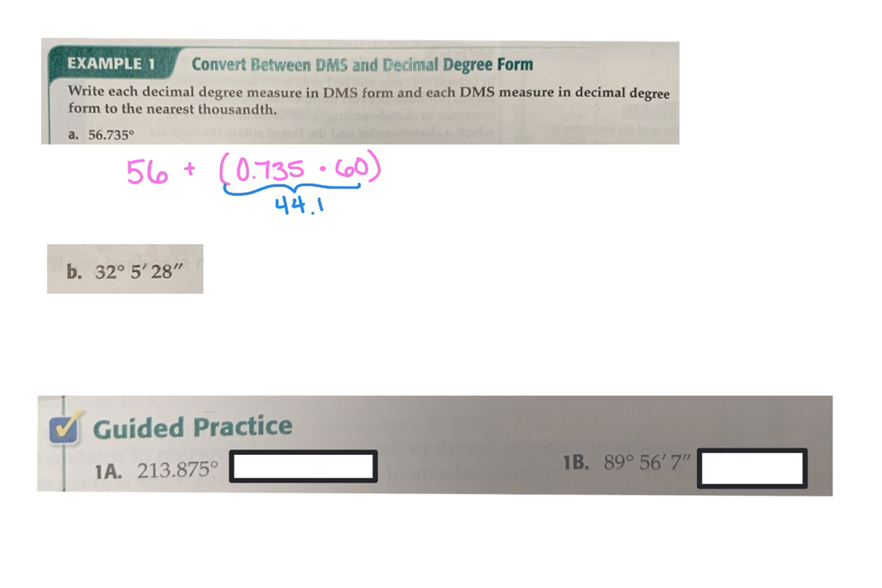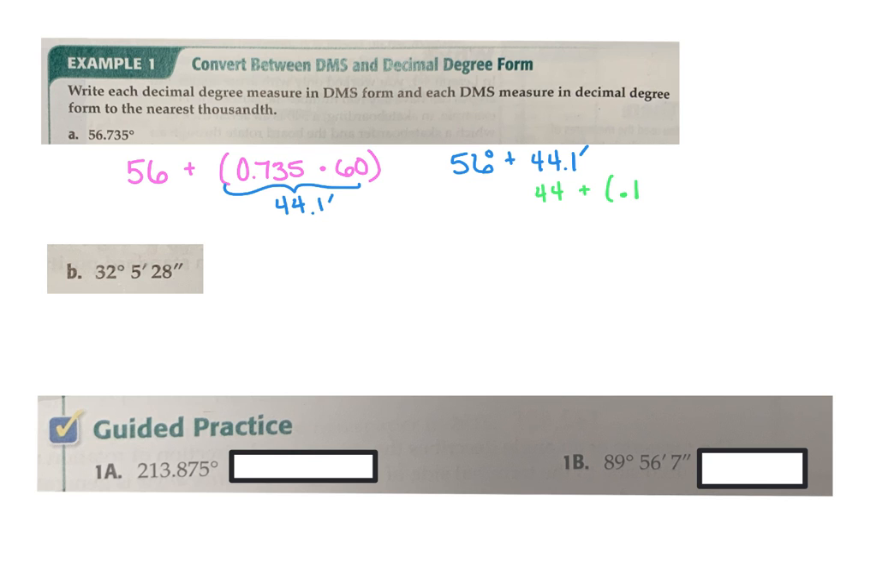And that is your minutes, all right? So then we have 56 plus, that's degrees, plus 44.1 minutes. Well, we still have a decimal, all right? So now we're going to convert that 44.1 minutes to minutes and seconds, okay? And so we're going to say, well, that is 44 plus that 0.1.